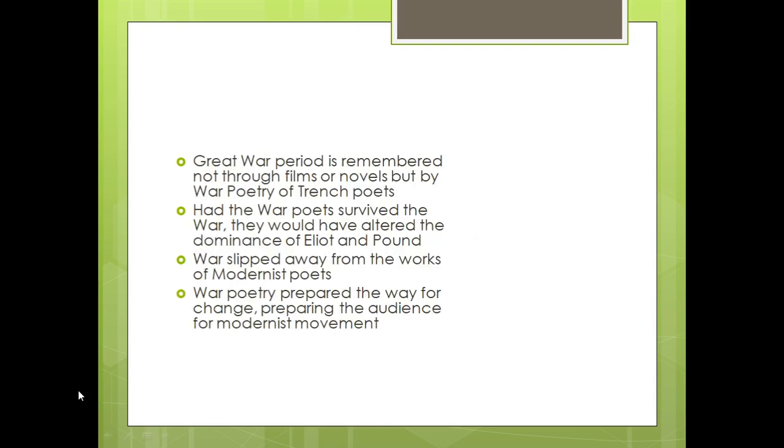So, these are the great poets who represented war through their poetry. In the beginning of the lecture itself, I said that poetry was the only form which gave expression to the reality of war. It is said that the Great War period is remembered not through films or novels but by the war poetry of trench poets. Had Wilfred Owen and Isaac Rosenberg survived the war, the poetry of the coming period might have been different. They would have altered the predominance of Eliot and Ezra Pound. They couldn't live longer to dominate these poets.